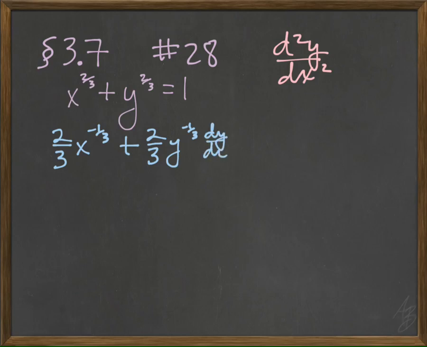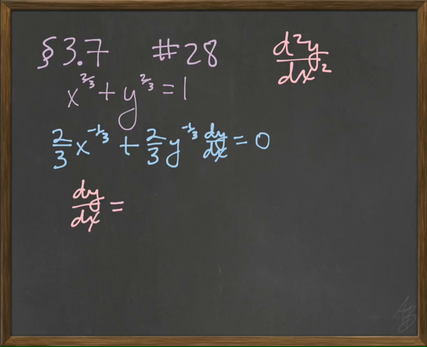Yeah, we just took the derivative of y with respect to x, so we need that dy dx in there. And that is equal to the derivative of 1, which is 0. Okay, cool. So then dy dx is going to equal, and I'm going to do two steps in one here. I hope you guys can follow it.